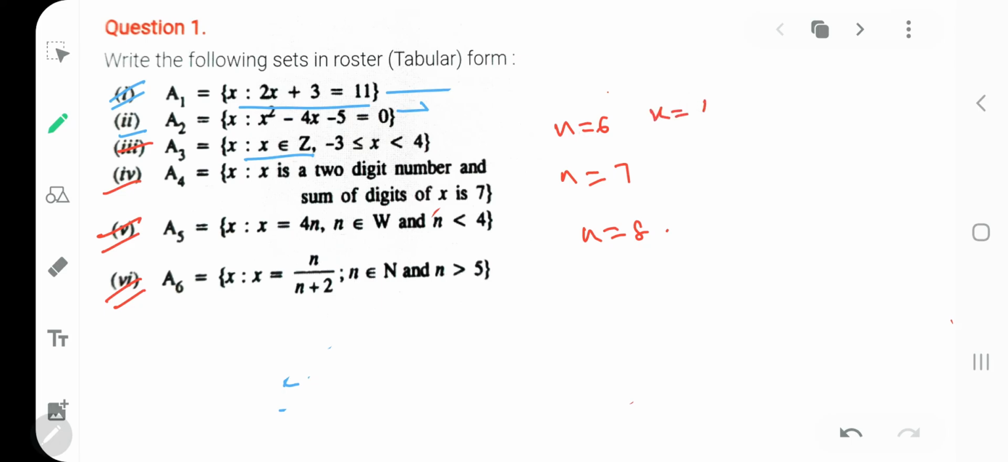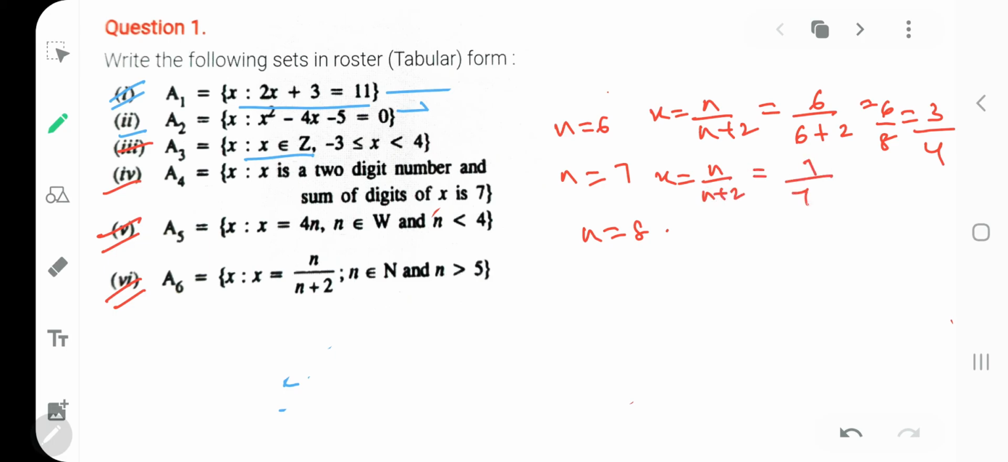What is x? x is n upon n plus 2. So can I take 6 upon 6 plus 2? That will make 6 upon 8, and you can reduce it, that will be 3 upon 4. Now again x is n upon n plus 2. This time I'll take 7 upon 7 plus 2, that will make 7 upon 9. I cannot reduce it, I'll keep it as it is. Next I will take x is equal to n upon n plus 2. This time I'll take n as 8 and it will go 8 upon 8 plus 2, that is 8 upon 10. I can obviously reduce it to 4 upon 5.